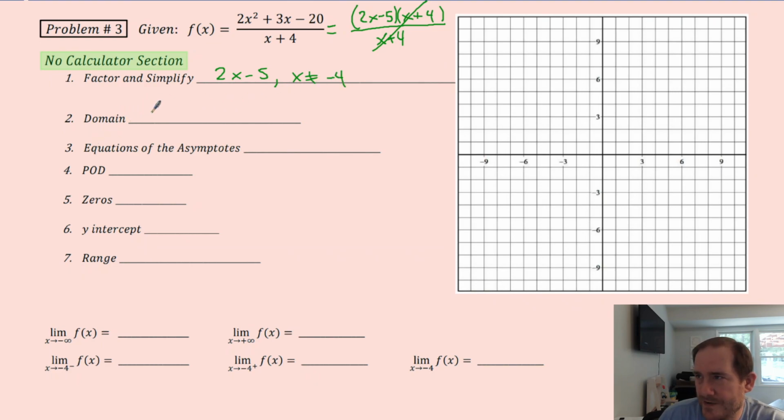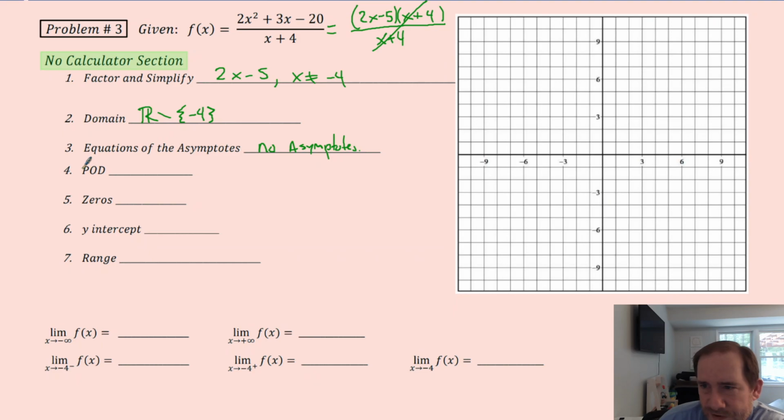So we know that our domain is going to be all reals except for negative 4. The equations of the asymptotes, well, this whole function degraded all the way back down to a linear. So there are no asymptotes of any kind. There's a hole, so there's no vertical asymptote. Sure, here our numerator had the greater degree, so we were thinking maybe there's going to be a slant asymptote. But again, everything canceled. We're not a rational function anymore, so there's not a horizontal or a slant asymptote.